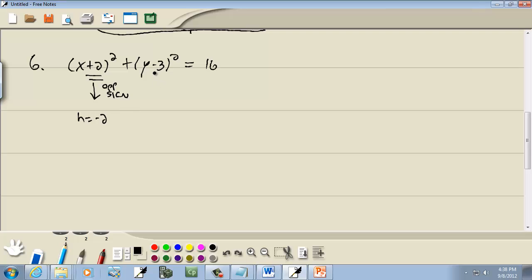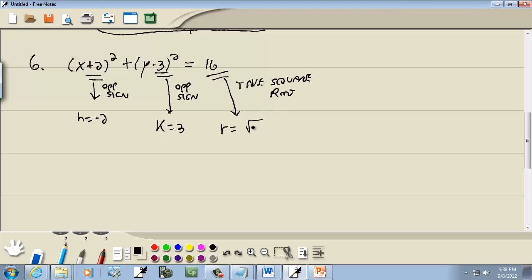So h is −2. Now this is going to be our k, and it'll also be opposite sign. So k is going to equal positive 3. And this is going to be r, and we're going to take the square root of it. So r is going to equal the square root of 16, which gives us 4. So our center is (h, k), which we said h was −2 and k is 3. And our radius is r, which is 4.